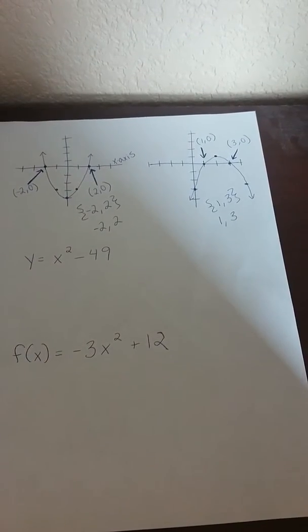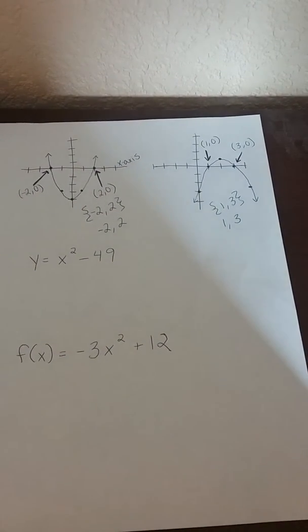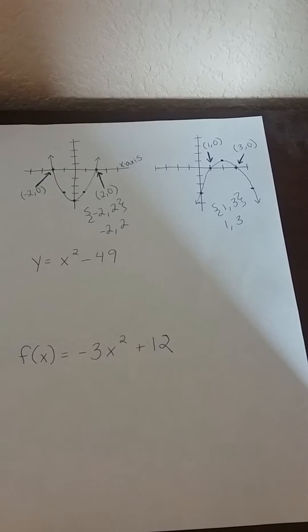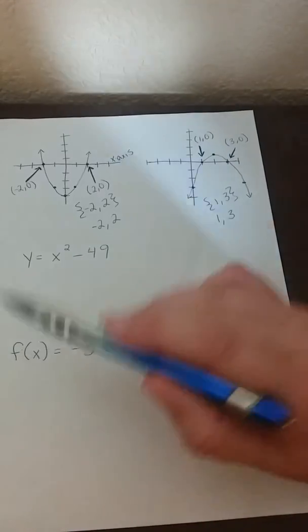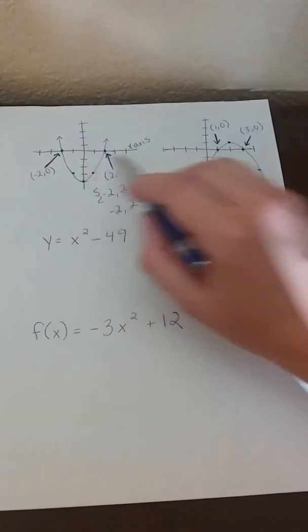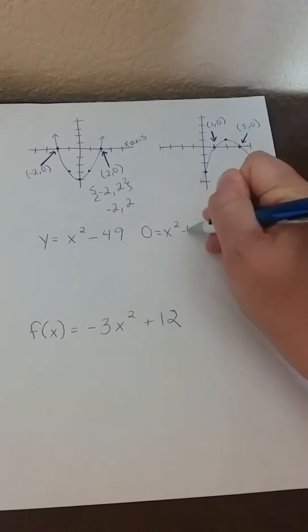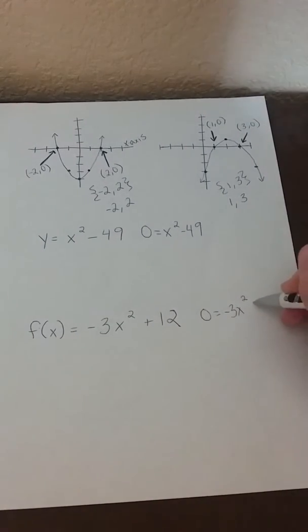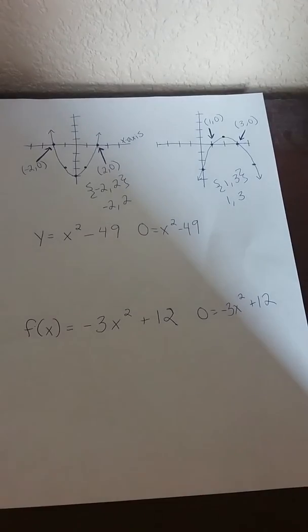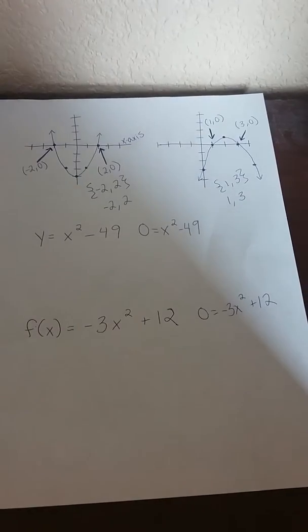One way to find the zeros of a quadratic function is to graph it and actually see where the parabola intersects the x-axis. But another way is to do it mathematically. In order to find zeros of a function mathematically, we make y, or f of x, be 0, because you know that anywhere on the x-axis, your y or your f of x would be 0. So you rewrite your function as 0 equals x squared minus 49, or 0 equals -3x squared plus 12.